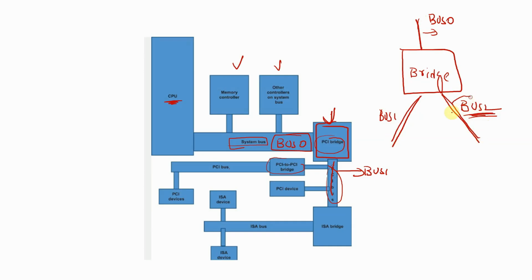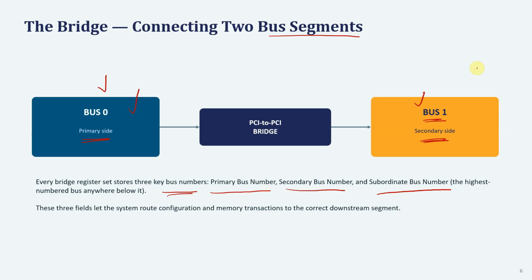This bus number 2 is said to be the subordinate because this is the highest bus number which is found after the bridge. That is what subordinate means, and that is what is written over here: the subordinate bus number is the highest numbered bus anywhere below the bridge. So this bridge is going to have the information of these three buses. What is the primary bus number? What is the secondary bus number? What is the subordinate bus number? This PCI bridge is going to have this information.